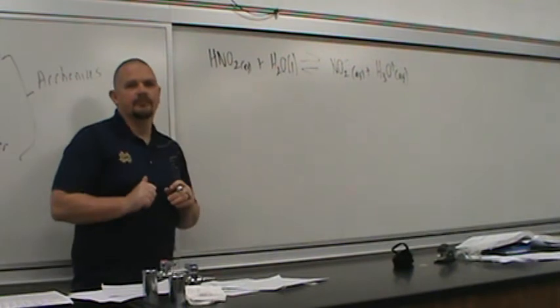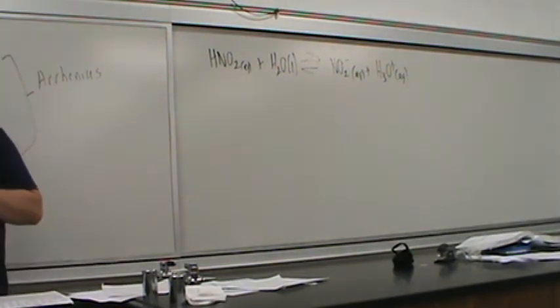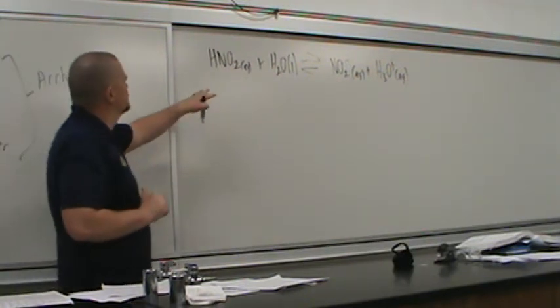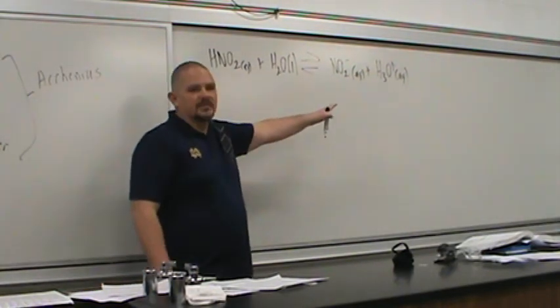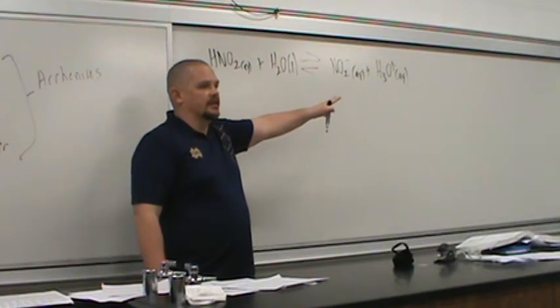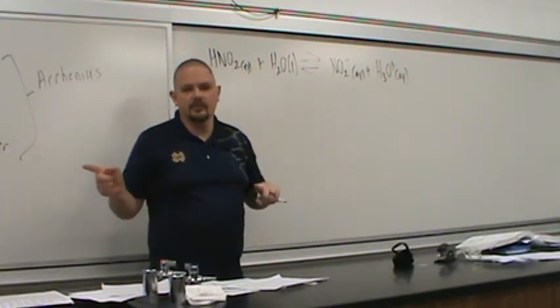Okay, so what's going to be our acid? Well, let's look at our first reactant. We have HNO2, nitrous acid. On the right-hand side, we just have the nitrite ion. So, has it donated or accepted a proton?